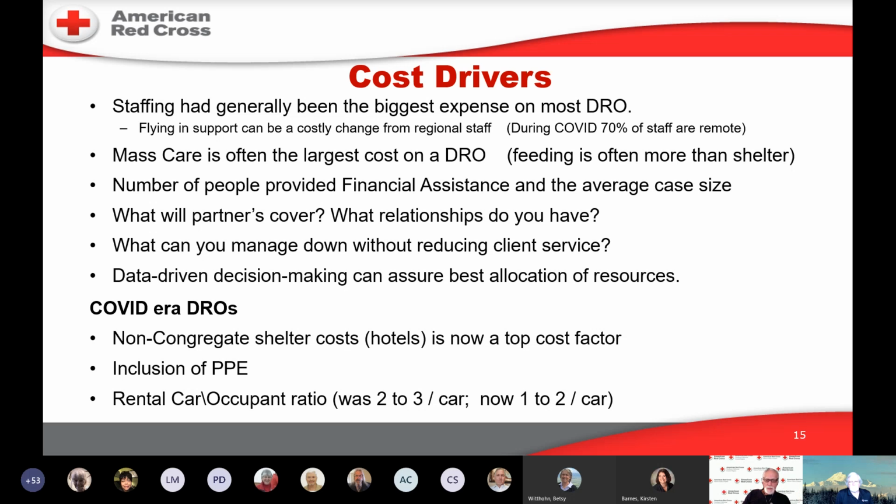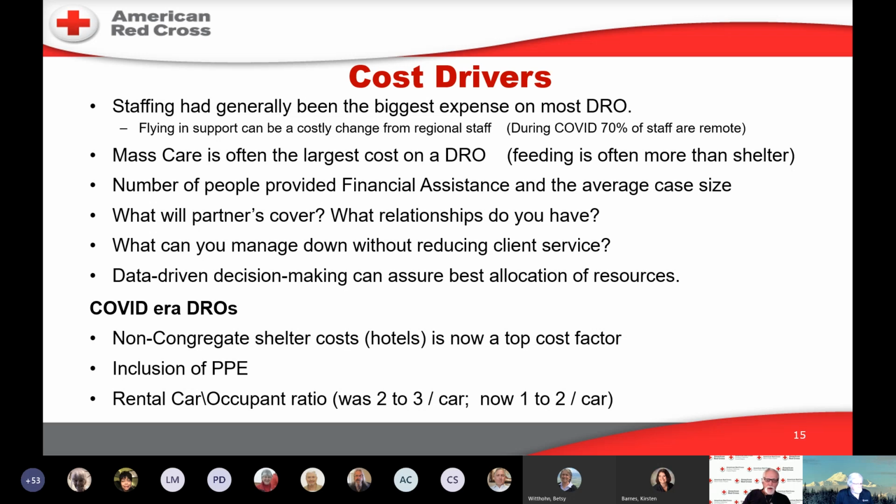North of 40% of the staff on an operation in the first week is often in mass care. So they are a big part of that. If you're putting people into hotel rooms instead of into a congregate shelter, that's a much higher cost to the Red Cross. And so it changes things dramatically.